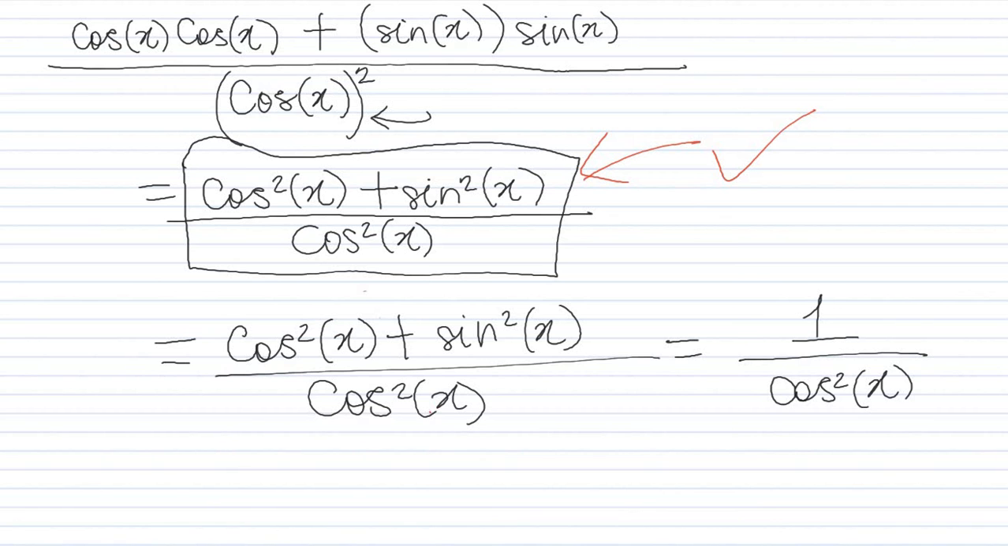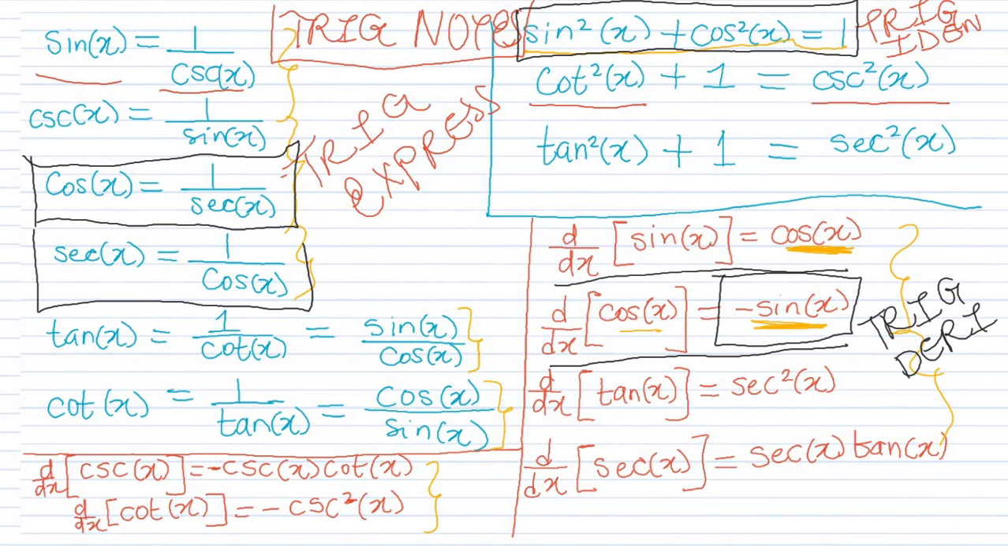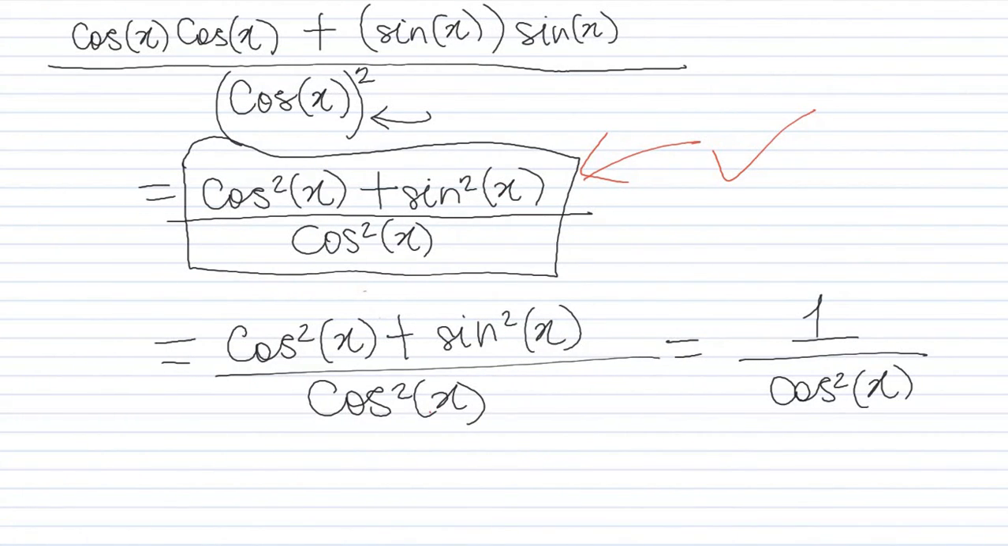In order for us to solve this and answer the question, let's go to our trig notes. When we look at reciprocals, in the trig expression part of the trig notes, we see that cosine x is the same thing as 1 over secant x, the same way secant x is the same thing as 1 over cosine x. So 1 over cosine x is the same thing as secant x.